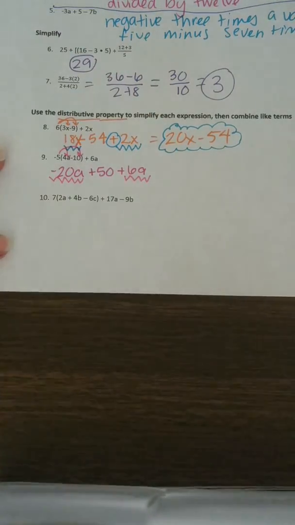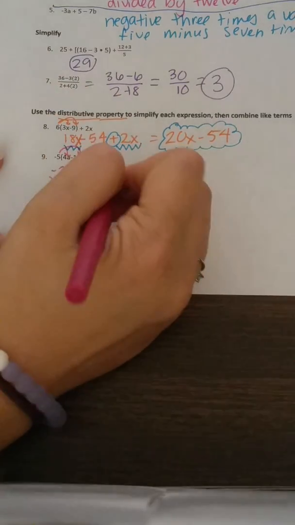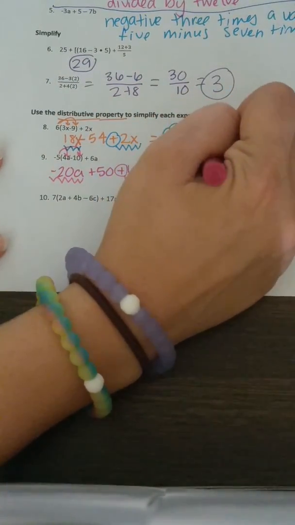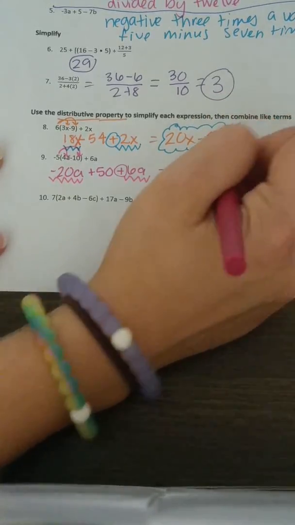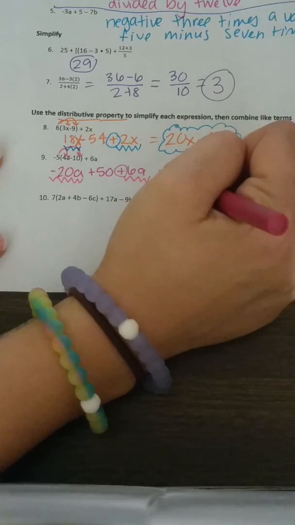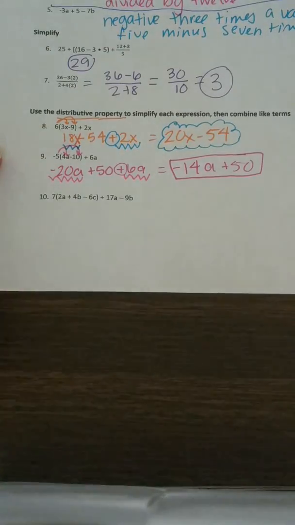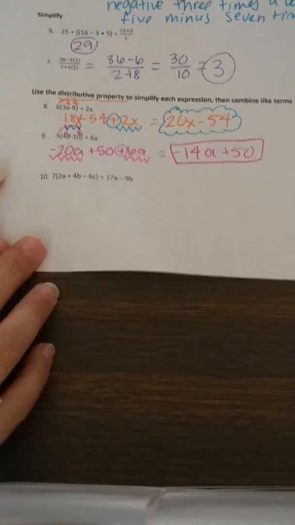Why did I say plus? Because it's the sign in front of it. Negative 14a. I was off by one, okay? And what do I do with that plus 50? Just bring it down. And what do I do to my answer? Circle it, box it, square it. All right, now, number 10 was a challenge problem.